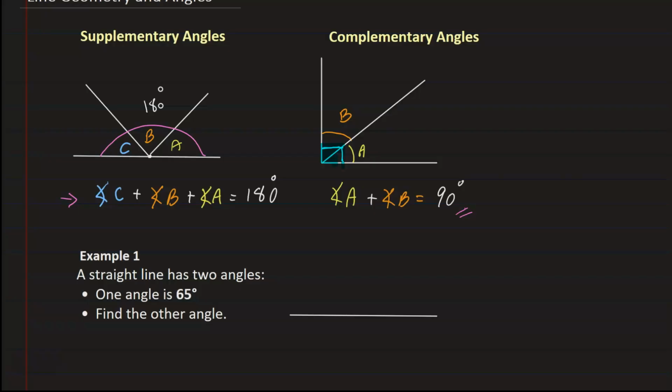Now let's do a few examples. I'm going to start with very easy, and then I'm going to challenge you, and then there will be another line geometry, crossing lines, intersecting lines. We're going to deal with that, vertically opposite angles, and then we're going to do more examples on that. All right, let's start with example 1.